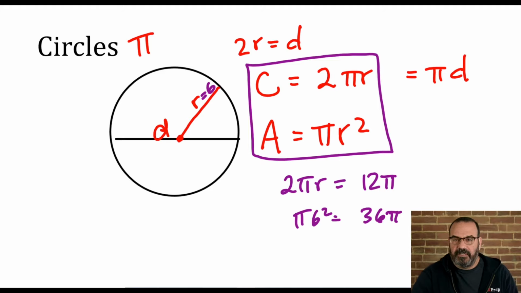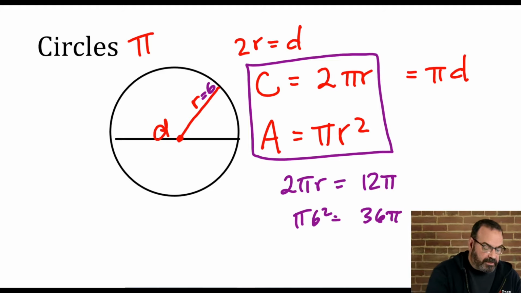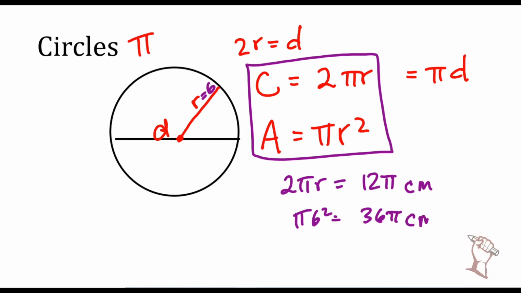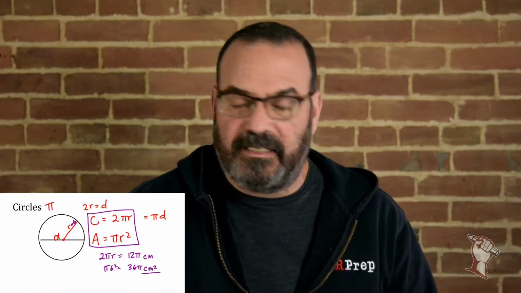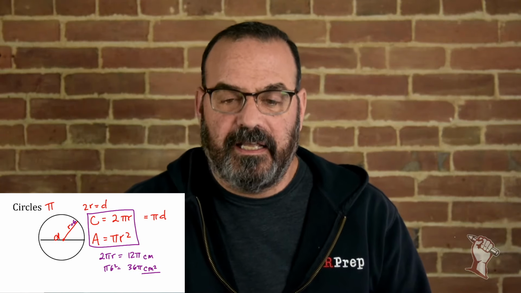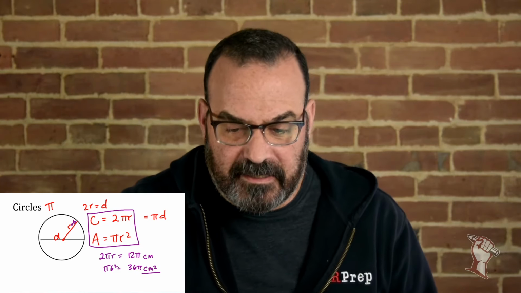They don't put in the units. In a circumference, it would be centimeters. In an area, it would be centimeters squared. They leave this in the problem. Make sure you know your formulas. The ACT does not have a formula sheet. The SAT does.